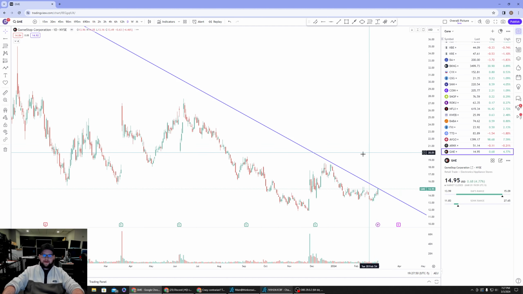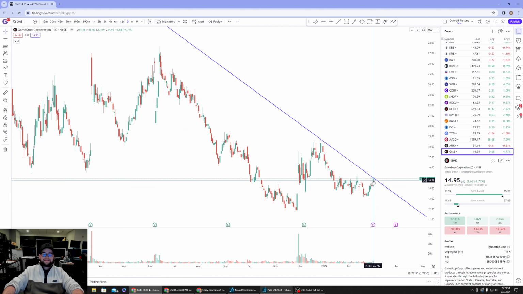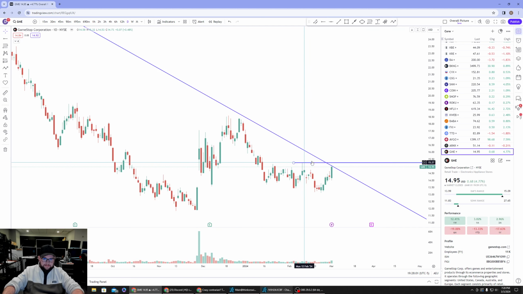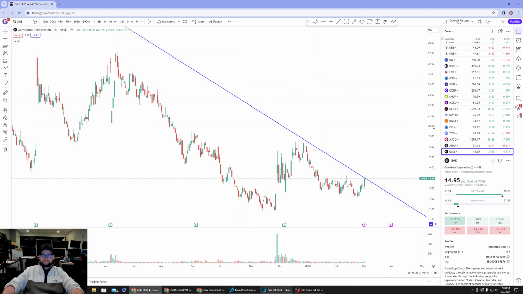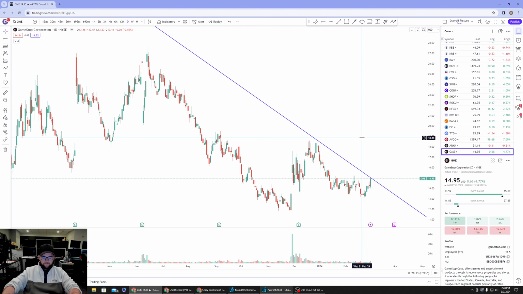upside move. Okay, so GameStop, if that does break out above like 15, or you could even play it safer and use those two previous highs to break out, 15.25, I will personally be taking shares. Like I said, the risk reward is very favorable, so that is something that I'm looking at going forward.